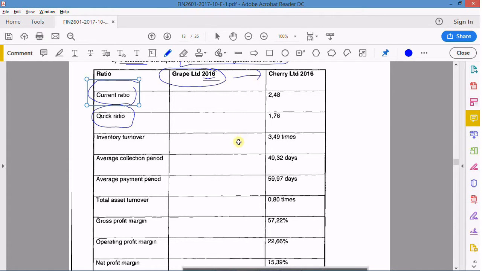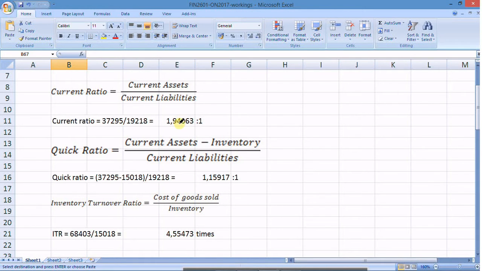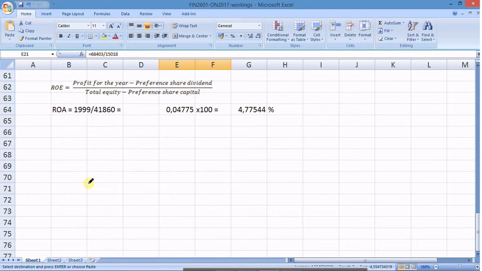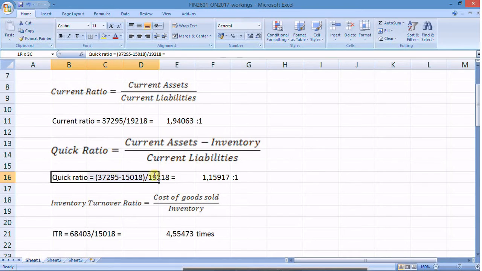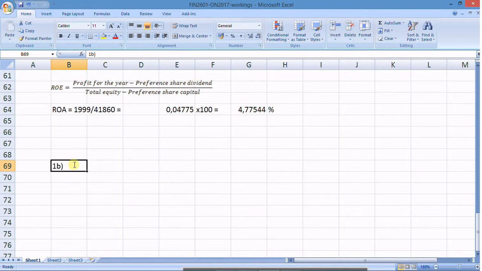Okay, so let's see what we had. For Grape, we had 1.94 and 1.16. So this is 1B. I was looking at the wrong one. It's 1.94 and 1.16. Okay, so let's just write that down.